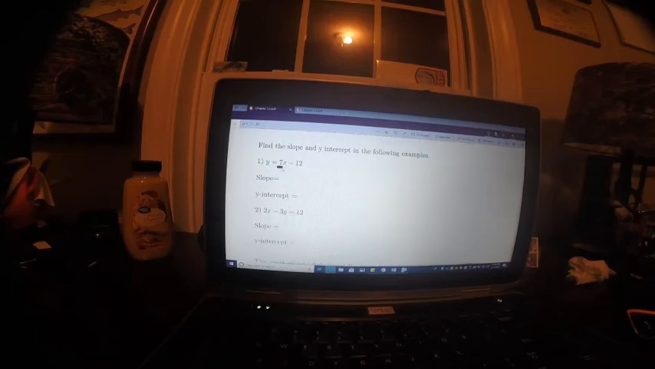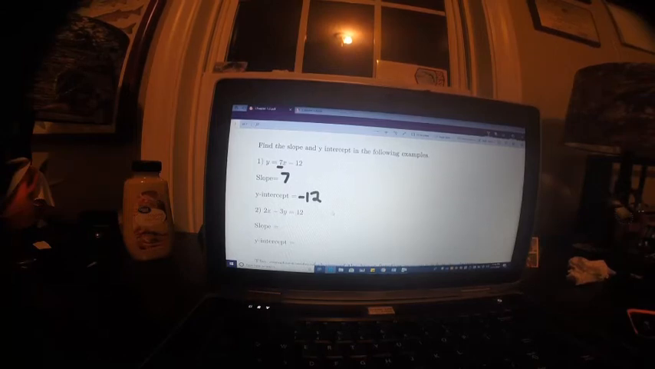Obviously, the slope is what's in front of your x. That's your 7. Your y-intercept is this negative 12. Okay, you do have to include that negative. Now here, it's not as straightforward because the equation isn't solved for y yet.